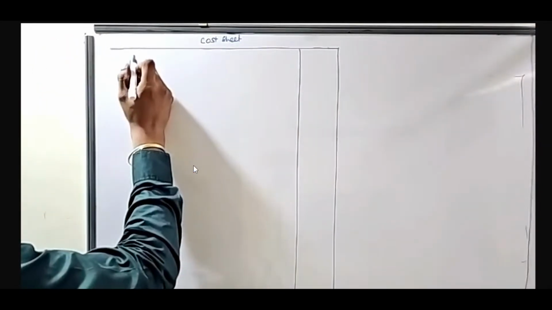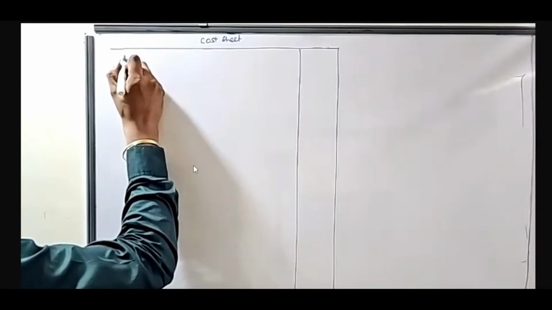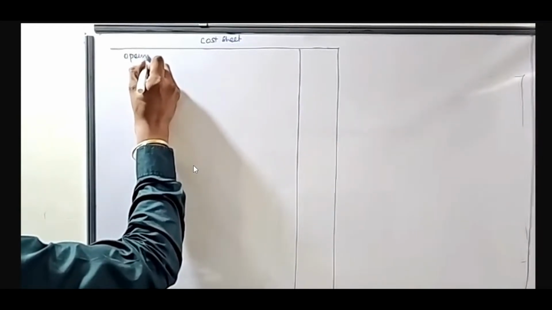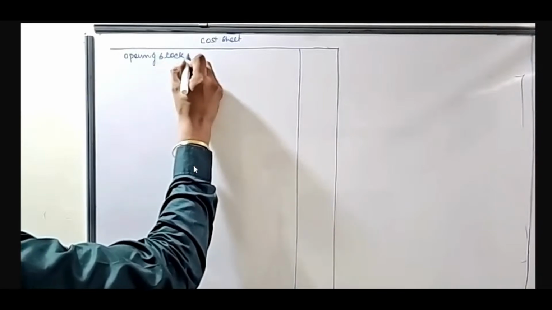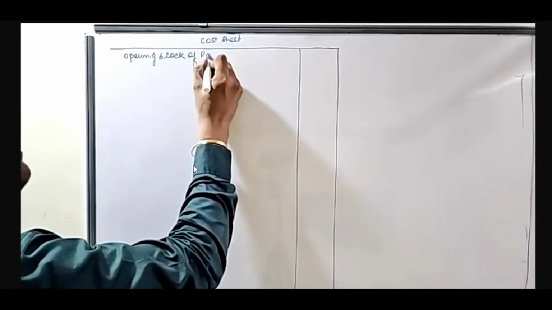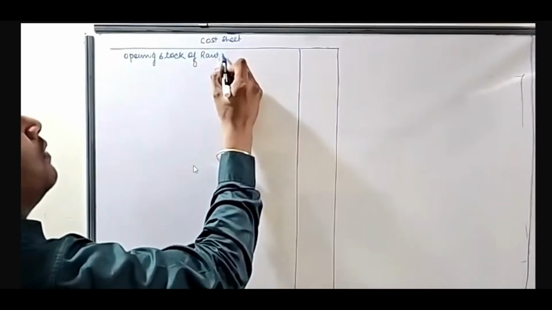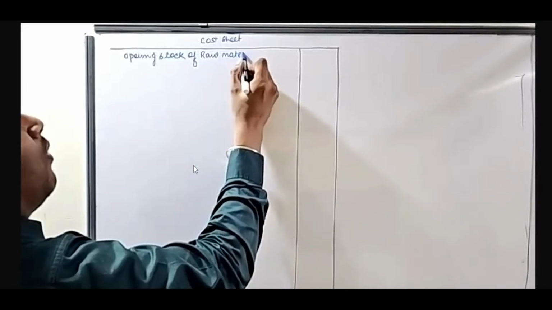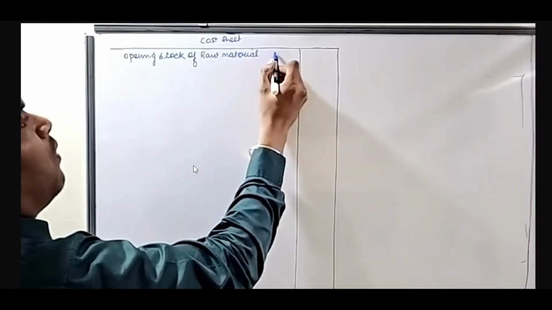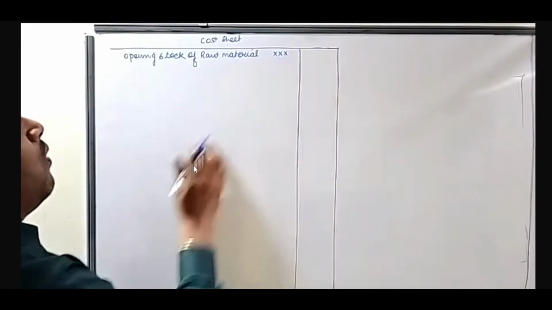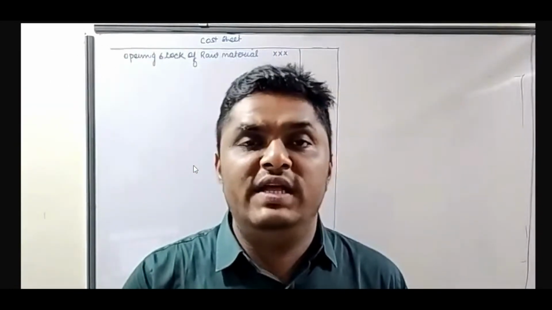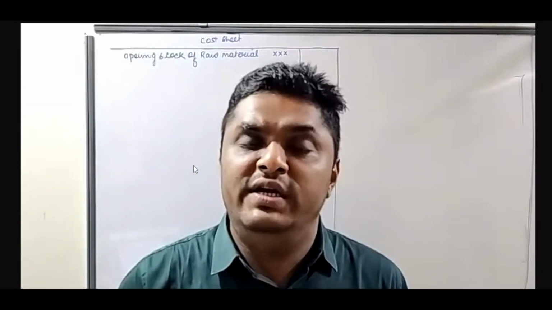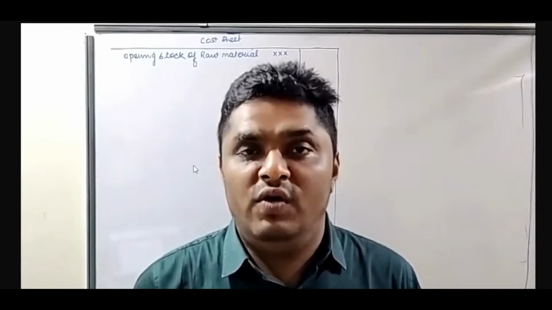Now, the first thing we will write in the cost sheet is opening stock of raw material. This is the first thing we will write while preparing a cost sheet, that is opening stock of raw material.